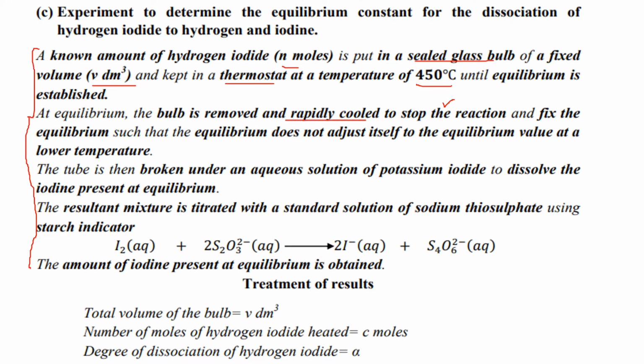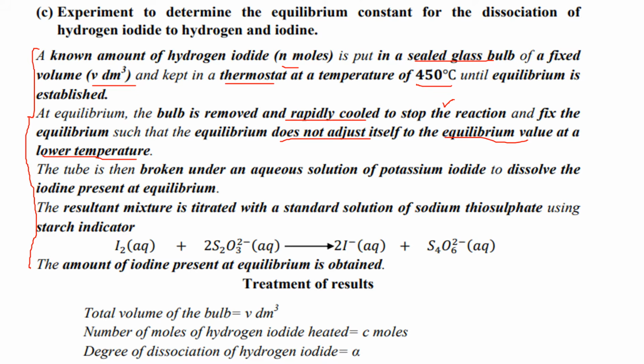Now remember, after removing your bulb from the thermostat, you're exposing it to the environment, and the environment has a lower temperature. So you have to be very quick. Rapidly cool it, first of all, to stop the reaction, and the other thing, to prevent getting an equilibrium value of a lower temperature. We want to get the equilibrium value that was present at that very temperature, such that equilibrium does not shift to the one of a lower temperature on exposing it to the environment.